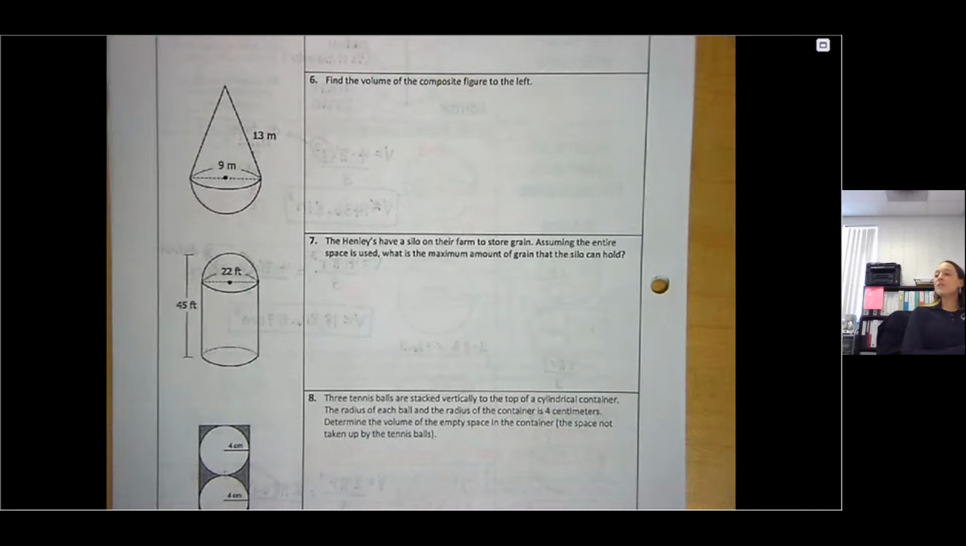All right, now flip it over to the back. We're going to do some application problems, and these are the ones that you're going to see on your final application problems.